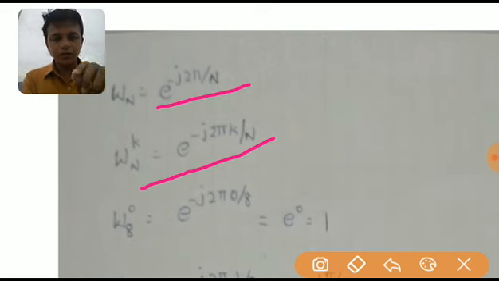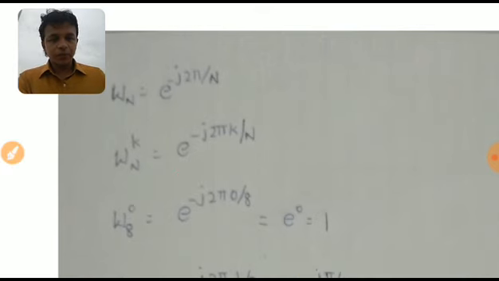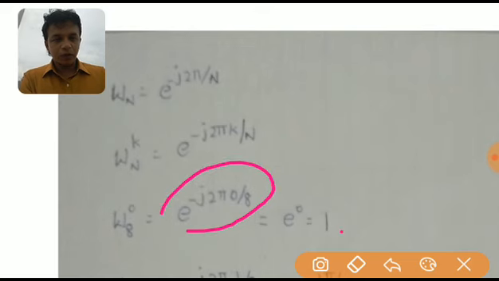W8 power 0, when we substitute in this formula, becomes e power minus j 2 pi 0 by 8, which is equal to 1, right?